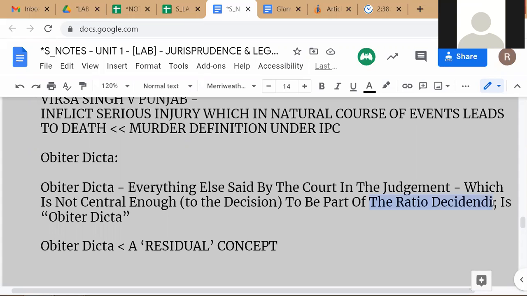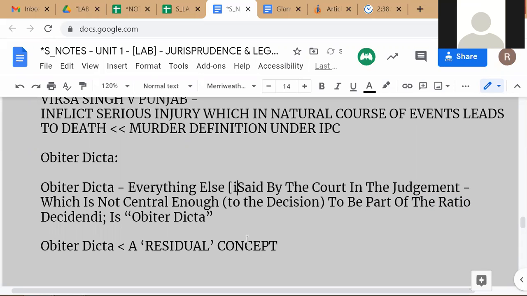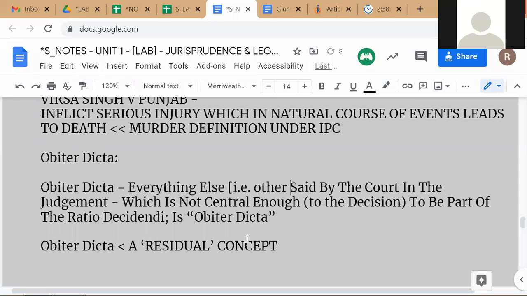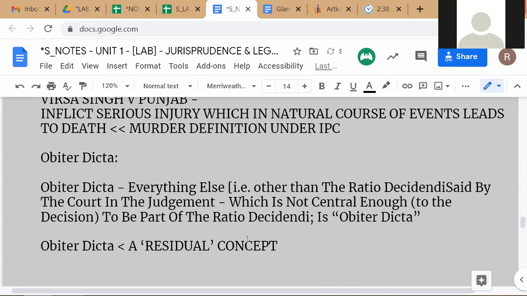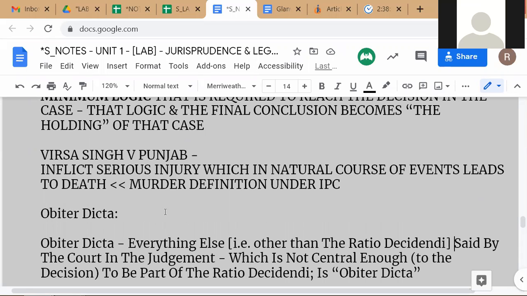We say other. So we use two terms, ratio decidendi and obiter dicta. Everything else that is other than the ratio decidendi is basically obiter dicta. Whatever is not central enough to be part of the ratio decidendi, that becomes obiter dicta. This is another term which you have.